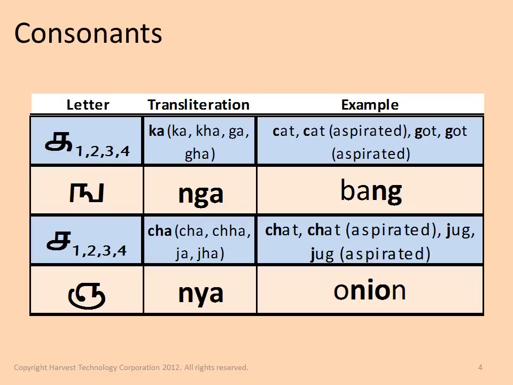The second one is a more aspirated version of the hard C sound. It's harder and more aspirated. The third variety is a hard G sound, like in the word got. And the last variety is an aspirated G sound. So those are the four varieties of "ka." In this course, we'll number the "ka" so you'll know which pronunciation to use.